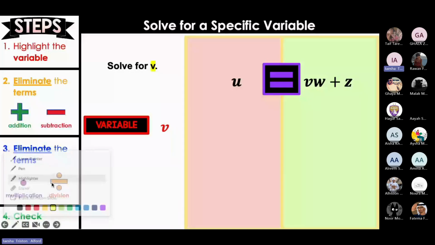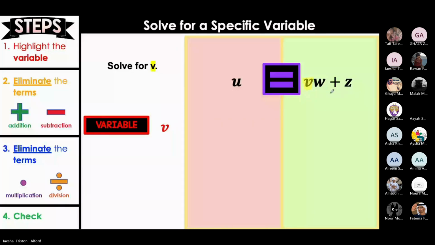So here is the v. Our job is to remove the other letters from v. The way that we remove the letters is the same way that we remove numbers. You have to pretend in your mind that these letters are numbers, because they are numbers, but we just don't know what number. So our job, again, is to get the v alone. We need to remove the w and we need to remove the z.